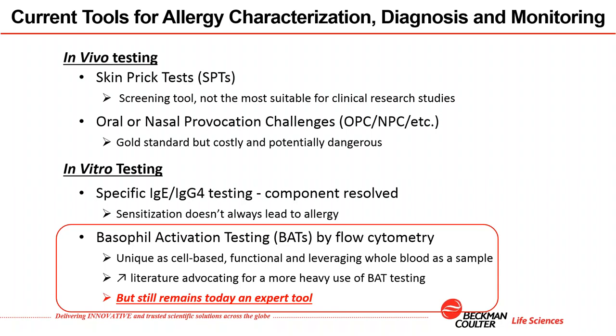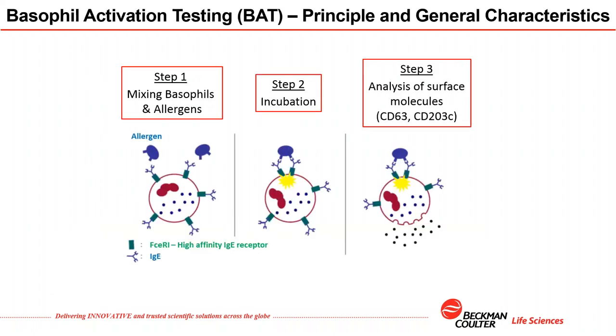By relying on whole blood, the beauty is that you do not only look at the cell response, but you also look at the whole environment containing other soluble materials such as cytokines, metabolites, or immunoglobulins, which are all very important in the field of allergy. There is also a lot of recent literature advocating for heavier use of BAT in allergy testing research. However, as of today, these tools remain expert tools and have difficulty spreading beyond expert laboratories. I won't go into much detail, but just wanted to remind what this test is about.